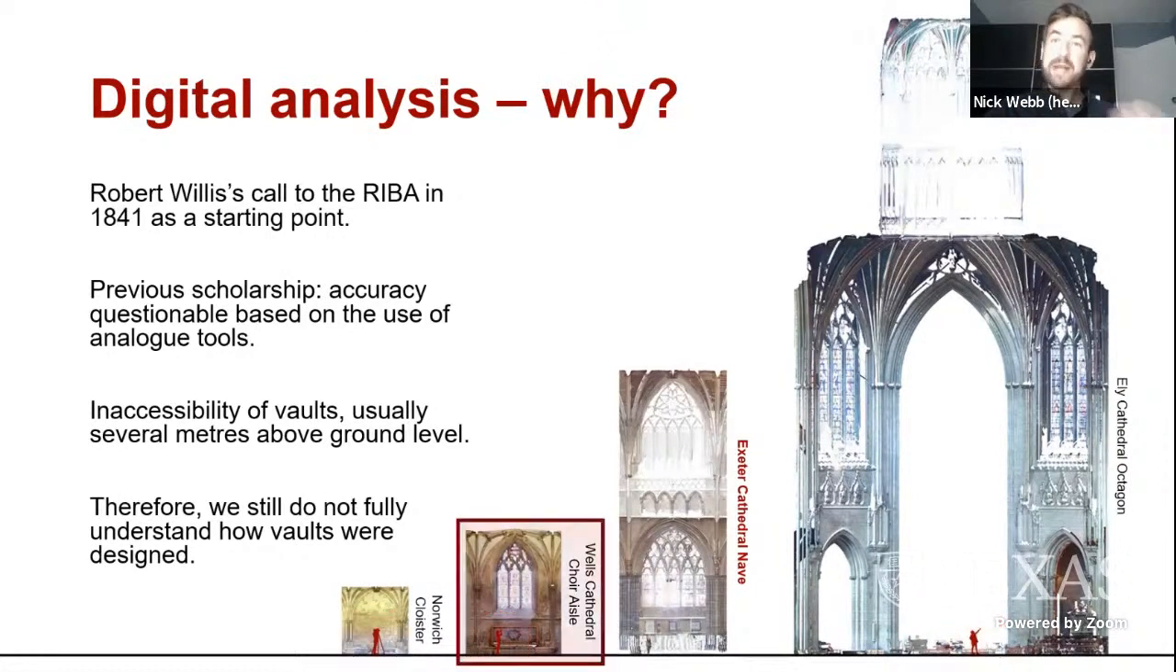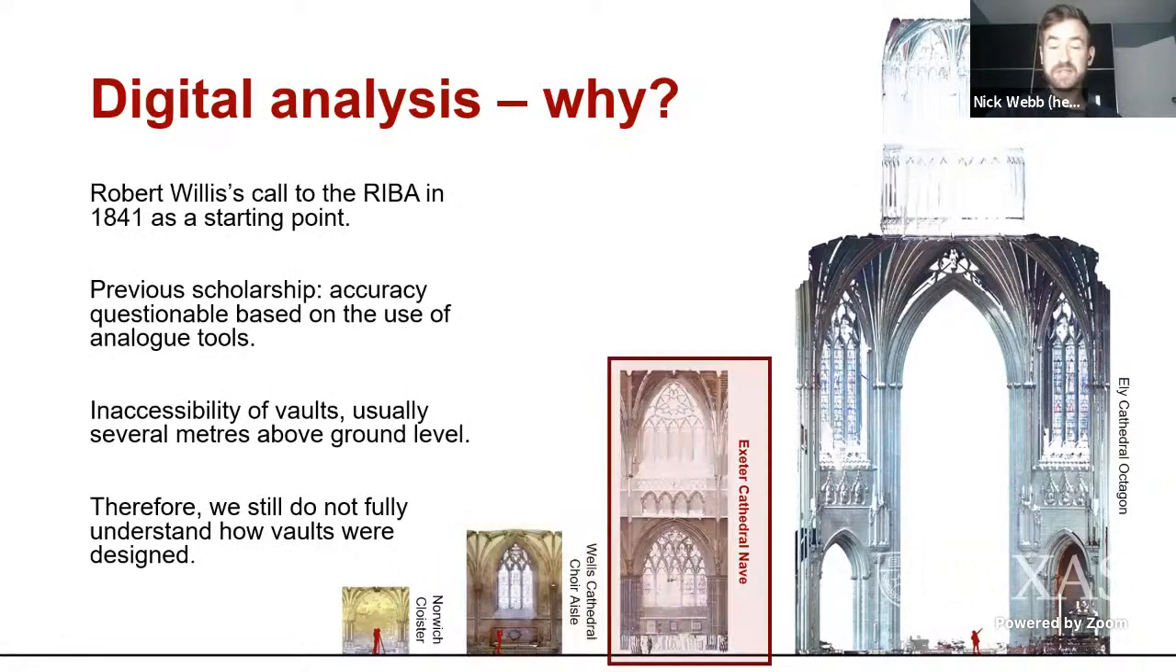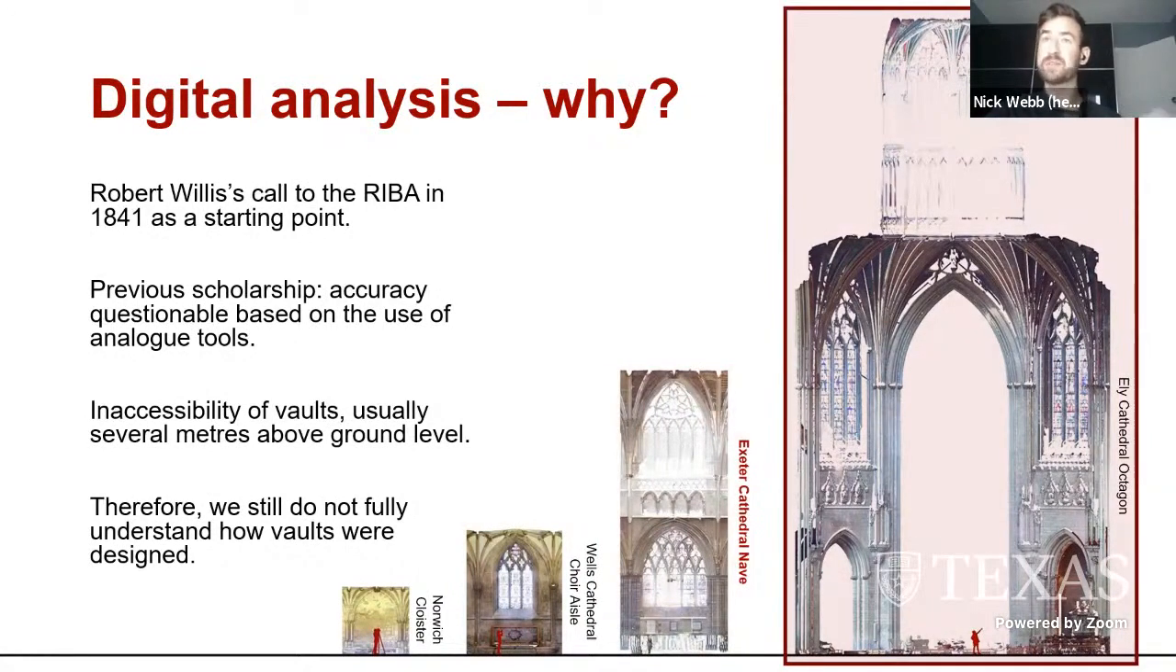However, the problem was that many of the vaults which Willis wanted to look at were a lot higher. For example, one of our primary case studies, the choir aisles of Wells Cathedral, are about 8.5 meters above floor level at their apex. And the vaults I'll discuss with you today, this is the nave at Exeter, are about 20 meters above floor level. And the highest we found in England in terms of the sites that we've studied is the Lantern at Ely, which is a whopping 44 meters above floor level. So many vaults were therefore inaccessible to Willis.